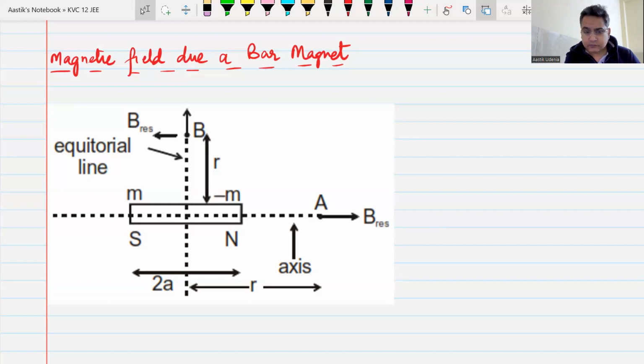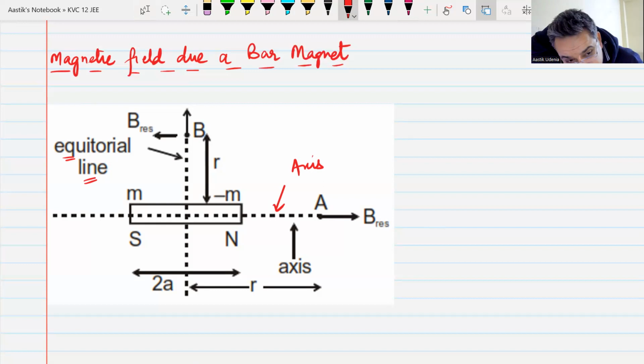Electric field due to electric dipole at equatorial position. Does anyone remember the formula of electric field due to a dipole, if the distance is large? This is the axis, and this one is the equatorial line. One is the axial line, the other one is the equatorial line. Anyone remember the formula?